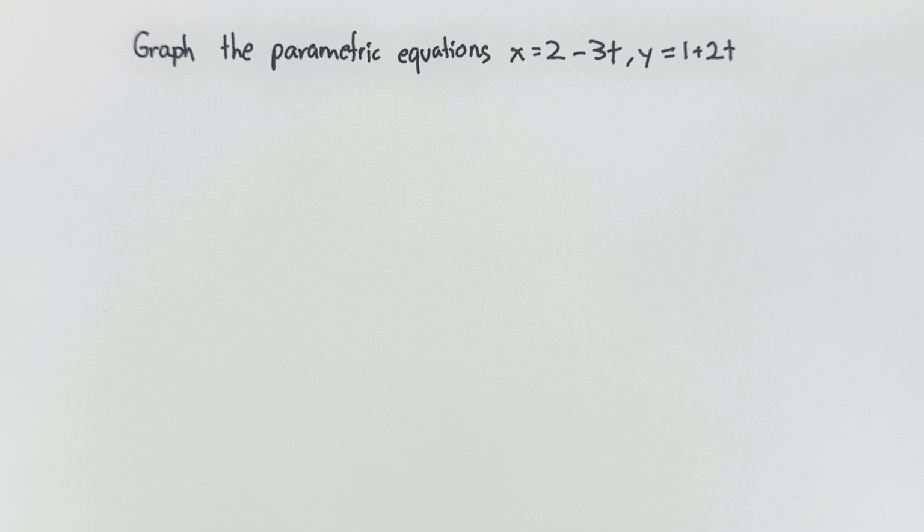In this problem, we are going to graph the parametric equations x equals 2 minus 3t, y equals 1 plus 2t. To graph the equations, we can first take the standard approach to graphing equations, which is just plugging in some points on a coordinate plane. We can make a table.